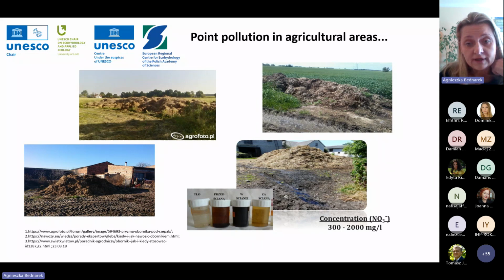It was very surprising for us that the nitrogen concentration in outflow water coming to the groundwater from this small point pollution can be between 300 and 2000 milligrams per liter. It's really strange because the Nitrates Directive gives a permitted limit of 50. So from these small points, this polluted water disappears in the catchment and in the end goes somewhere to the freshwater ecosystem.